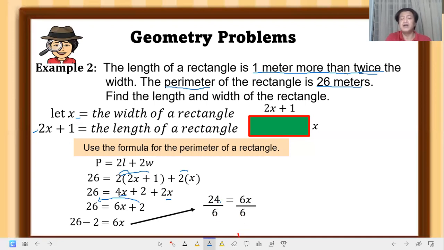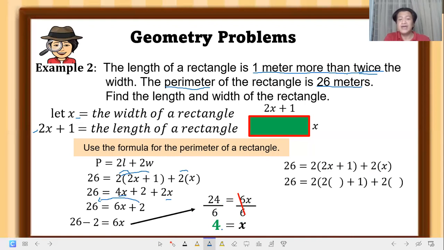Okay? Therefore, you are going to cancel. What is 24 divided by 6? That is equal to 4. Okay, since nahanap na natin yung value ng x, which is 4, how are we going to define the length and the width of a rectangle? Okay, substitute lang natin sa given natin para makita natin kung tama ba. All you have to do is replace yung x natin, which is 4, doon sa variable.